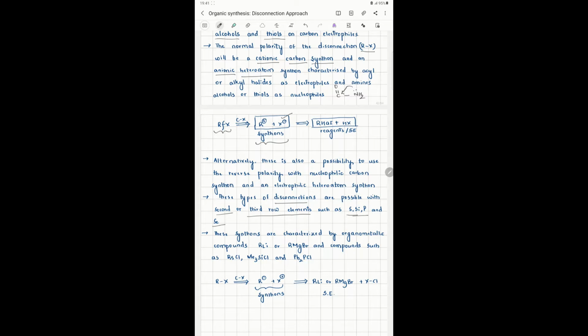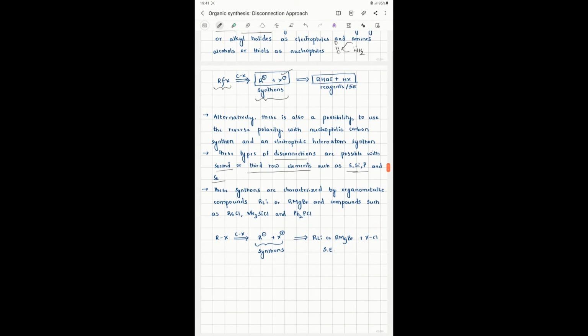So in this one group disconnection system, if I want to do an umpolung system, that means I want to do a reversal of polarity, and a second or third row element should be involved in the molecule. Those elements are sulfur, silicon, phosphorus and selenium. In these cases, they will carry a positive charge and carbon will be carrying a negative charge respectively, giving me an umpolung type of system.